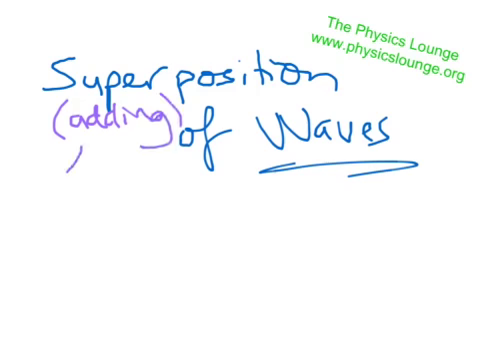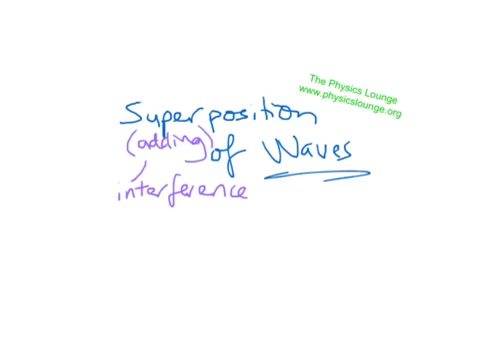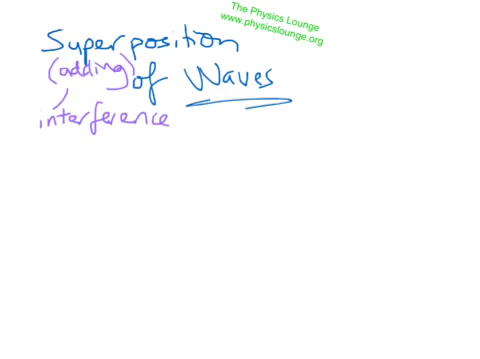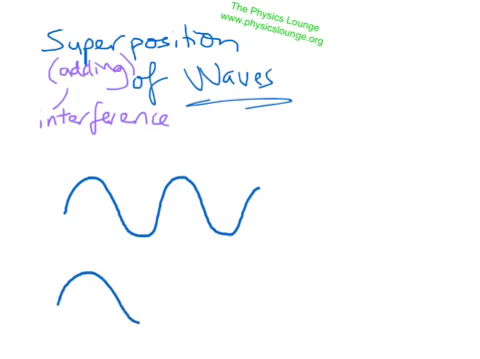Or if you wanted to be slightly more technical, you could talk about interference of waves. That's where waves add together or subtract, depending on how you look at it, to produce a combination effect. So let's have an example and you'll be able to see what I mean. Here is one wave. And here is another wave. Now what you'll notice is that they are both in phase with each other, so they have the same phase.